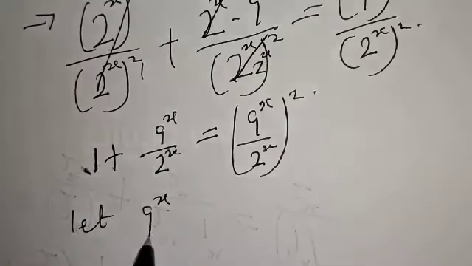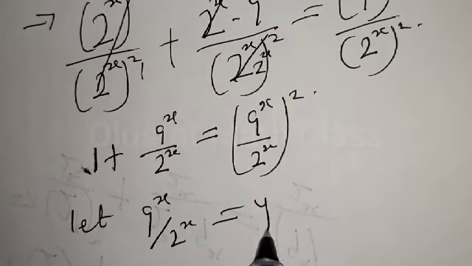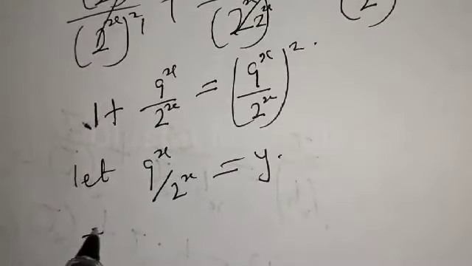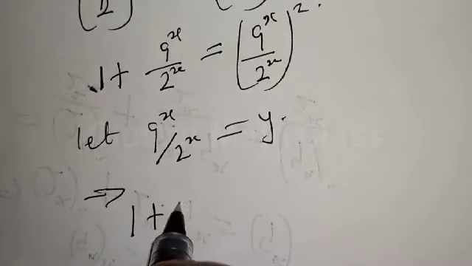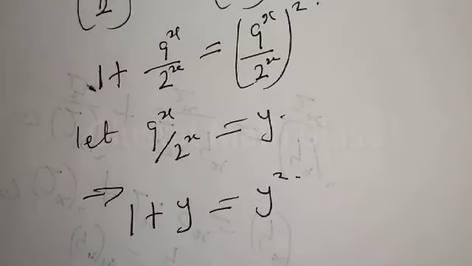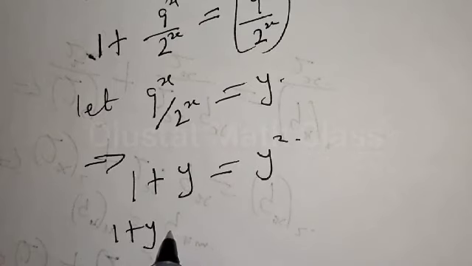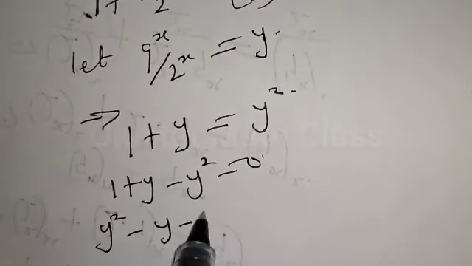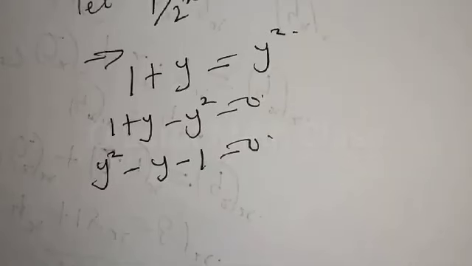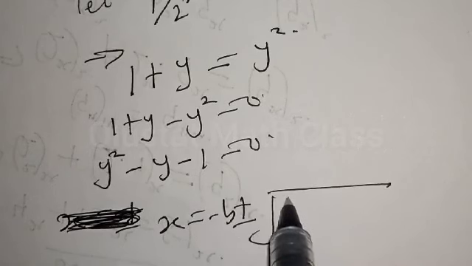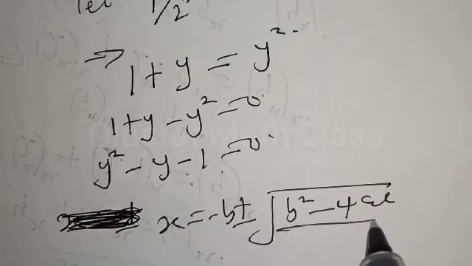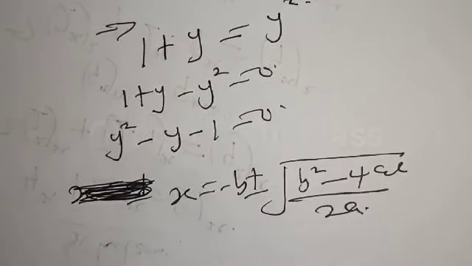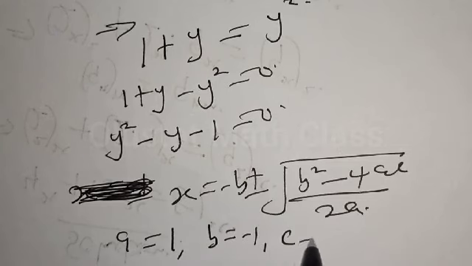Let 9 raised to power x over 2 raised to power x be equal to y. This implies that we have 1 plus y equal to y squared, which can be written as 1 plus y minus y squared is equal to 0. Then we can rearrange: y squared minus y minus 1 is equal to 0. By using the quadratic general formula, which is x is equal to minus b plus or minus square root of b squared minus 4ac over 2a, then our a is equal to 1, b is equal to minus 1, c is equal to minus 1.